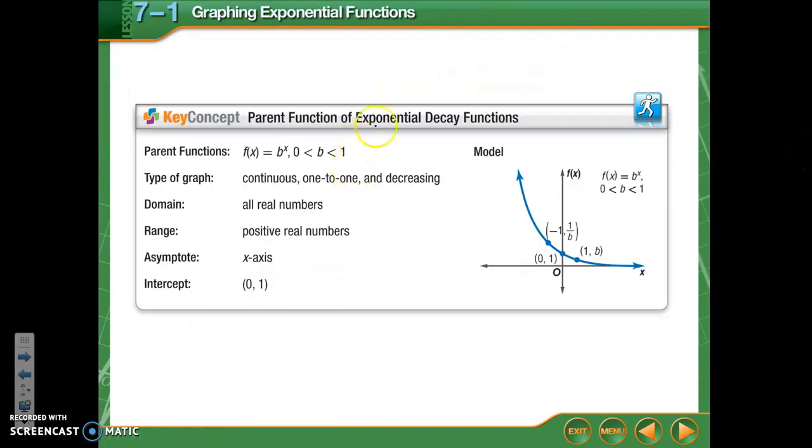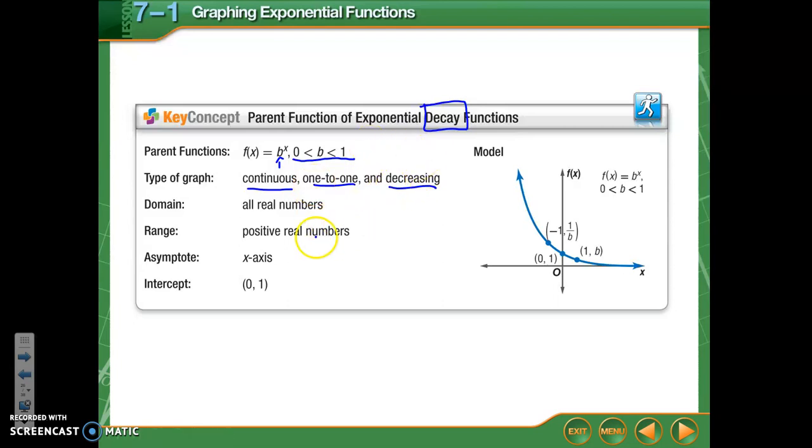All right, now we're going to talk about exponential decay. So instead of something growing exponentially, it's going to decay or decrease exponentially. In this case, b, the base of my exponential function, is still positive, but it's between 0 and 1. So it's a fraction greater than 0 and less than 1. It's still continuous. It's 1 to 1, but of course this time it's decreasing because it's decay.